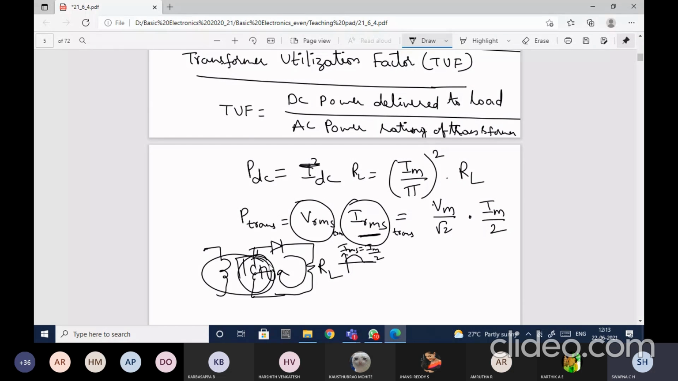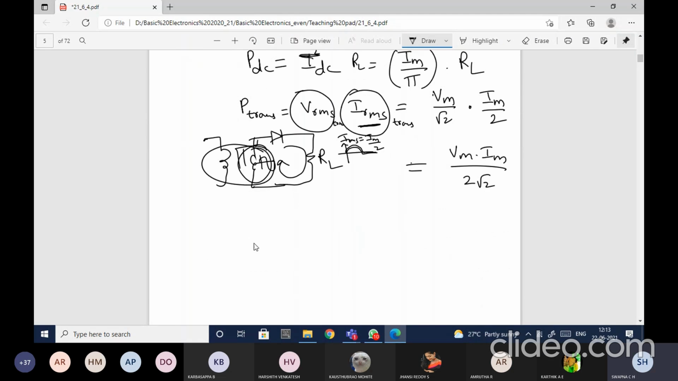So VRMS is the input voltage, which is a sinusoidal signal. But when it comes to the current, this is how we had the output current, and the same current flows through the transformer as well. That's why it is Im by 2. Any doubts here? Okay, so it is Vm into Im by 2 root 2. Now let me substitute it.